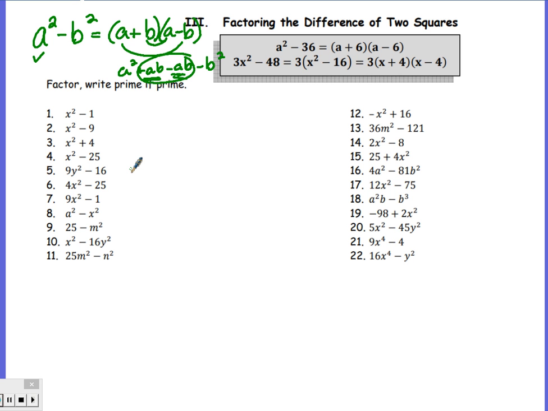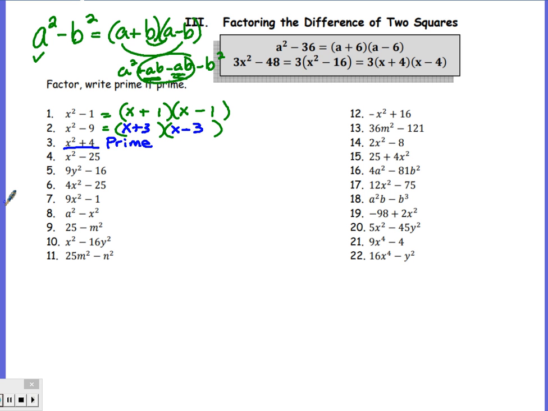So if we see this pattern of a perfect square minus another perfect square, we can say, oh yeah, I just take the square root of the first, and that goes first. I take the square root of the second, and that goes second. And one's plus, one's minus. All right, so following that pattern can help us. Perfect square, difference of 2 squares. X plus 3, x minus 3. Now this is a trick. It has to be a negative here, because if I put a positive or a negative, the middle terms will not cancel out. So that we would consider prime.